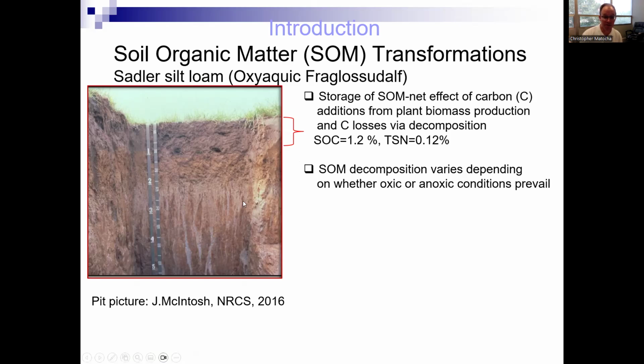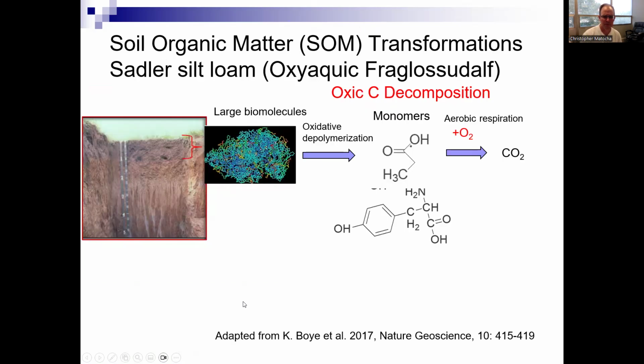So regarding decomposition, it can vary depending on whether oxic or anoxic conditions prevail in a given soil. For the transformation of organic carbon via oxic transformations, in other words, where oxygen is present, the prevailing view is that large biomolecules representing organic matter in a soil undergo oxidative depolymerization to form monomers, smaller compounds, which can then be utilized by microorganisms under aerobic respiration where oxygen is present, producing then CO2 and energy.